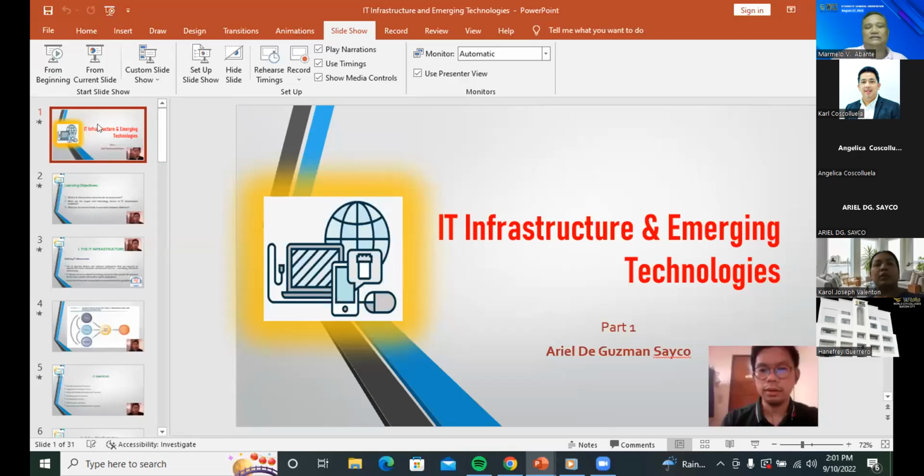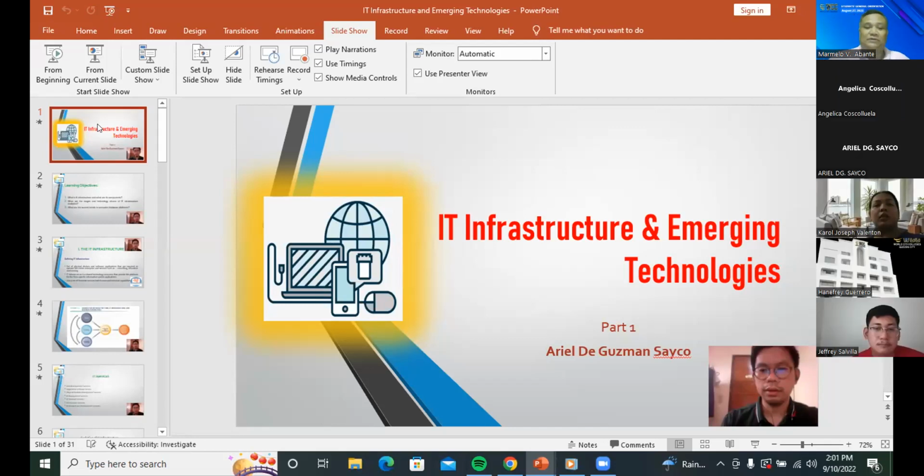So this time we're going to discuss the IT or information technology infrastructure and emerging technology. After this module, we are expected to describe the components of IT infrastructure in detail, determine the stages and technical factors driving the development of IT infrastructure, which computer hardware systems are now most in demand, and what are the most current trends in software platforms.